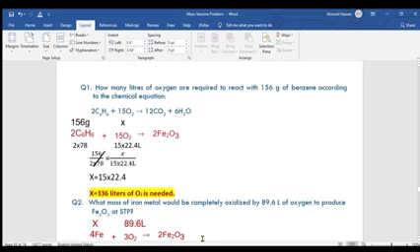Question 2. What mass of iron metal would be completely oxidized by 89.6 liters of oxygen to produce iron-3 oxide at STP? Therefore, first of all, what must be done? The balanced equation must be written. Iron burns or oxidizes with oxygen to give iron-3 oxide. When balanced, iron becomes 4, oxygen must be 3, and iron-3 oxide is 2.